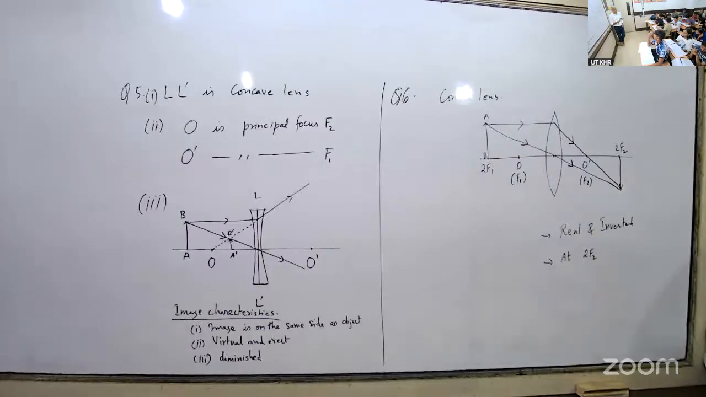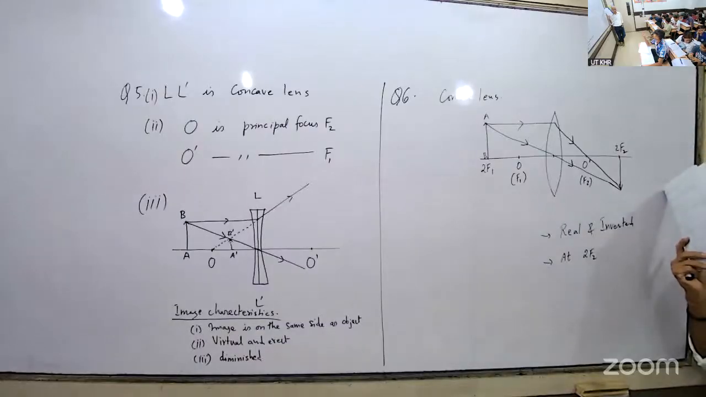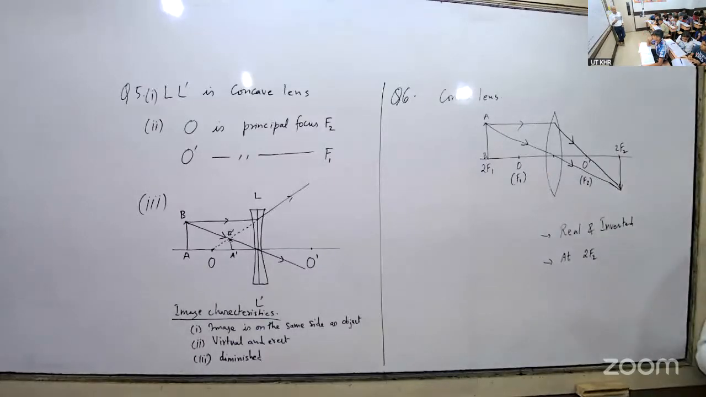Magnified, diminished, that. Magnified will be there, because we are going beyond 2F. Real and inverted, that's it. And what is the position? Beyond 2F. Beyond 2F.